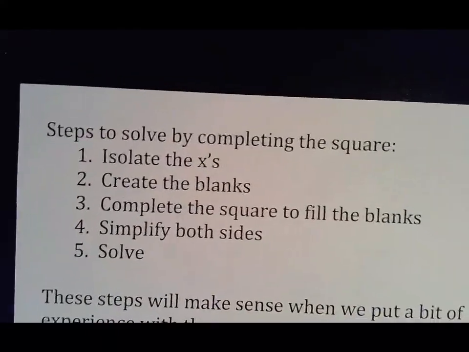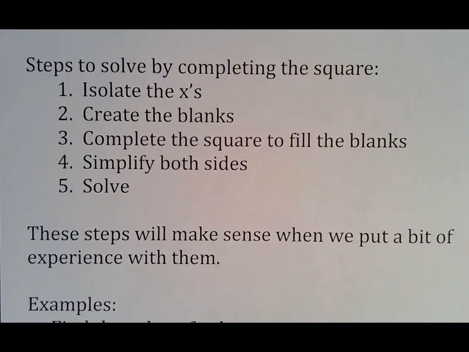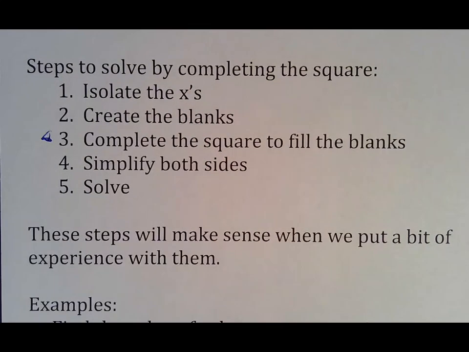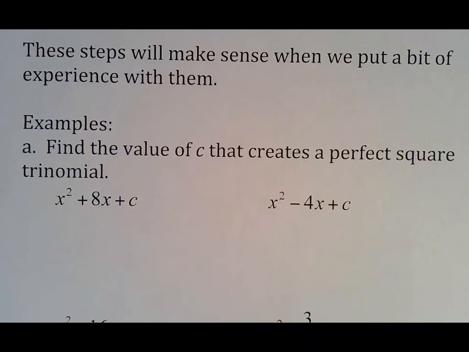Before we get to any kind of practice, go ahead and jot down the key steps. Number 1, isolate the x's. Number 2, create the blanks. Yes, there are 2 blanks you'll create. 3, complete the square, which we're going to talk about in just a second. 4, simplify both sides and then solve. That's pretty much it. The key thing here is the completing the square process, which just takes practice. Once you get that part, I think it's pretty easy to do. It's just going to be a few mistakes that you'll make in the process.